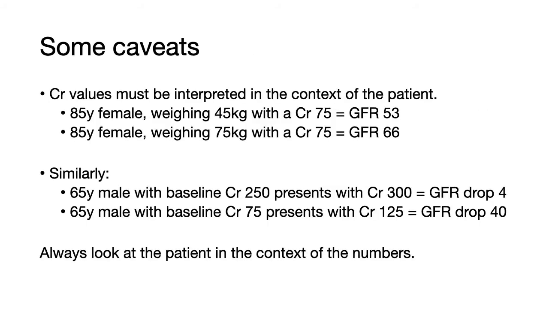To help drive this point home, here are 2 examples. In this first example using the CKD-EPI equation, you can see how 2 85-year-old females with different weights can have a GFR difference of 13 mL per minute with the same creatinine value.